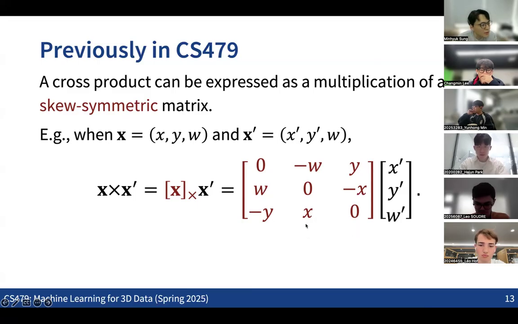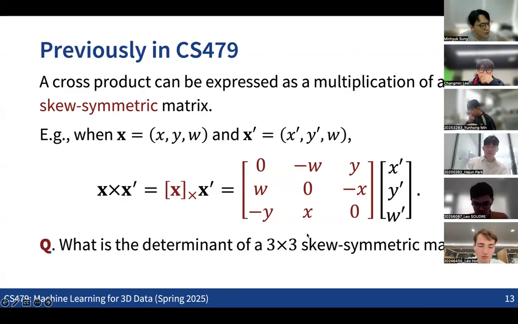And speaking to this skew symmetric matrix for the three-dimensional vector, one quick question is: what is the determinant of the 3 by 3 skew symmetric matrix? When you see this specific matrix here, what's the determinant of this? Can you see this?